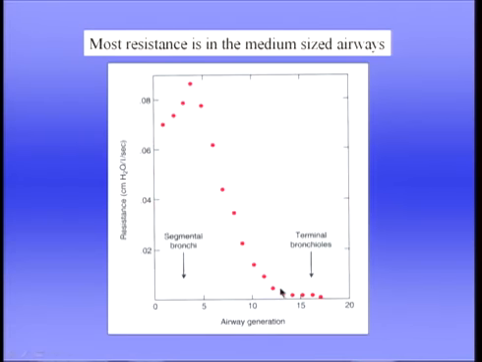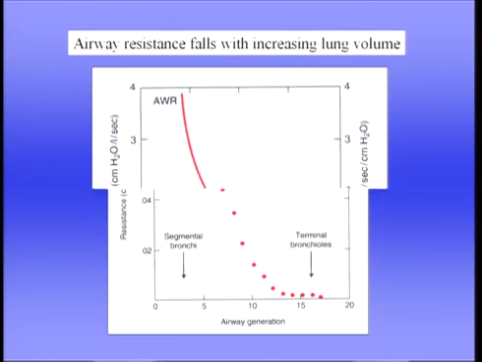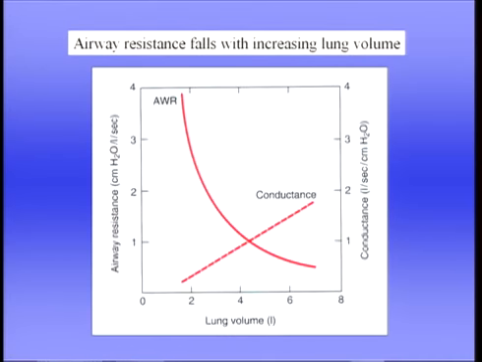Now, other factors increase airway resistance, and one of the most important is lung volume. It turns out that airway resistance, shown here as AWR, decreases as lung volume increases. Now, why should that be? That's simply because the airways are tethered by the alveoli and they are pulled open by the radial traction of the alveoli as the lung is expanded.